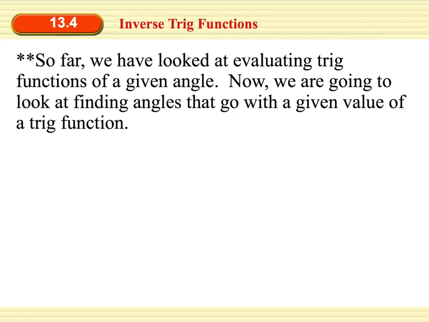Well, now, in Section 13.4, we're going to reverse that problem, and we're going to find the angle when we're given the specific side lengths of the triangle. So what we've been used to seeing is something like the sine of pi over 6 is equal to what? And hopefully by now you know that that is 1/2.